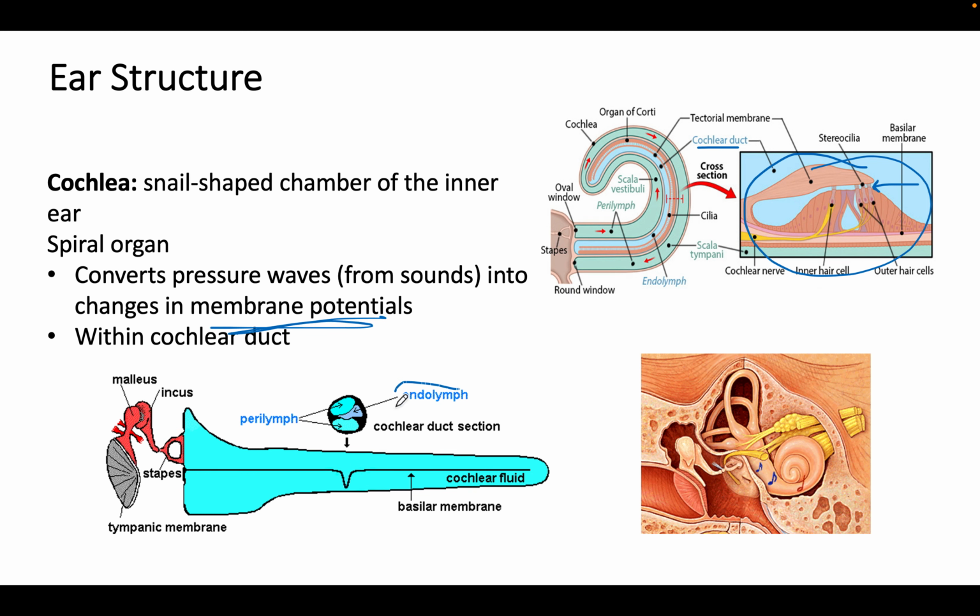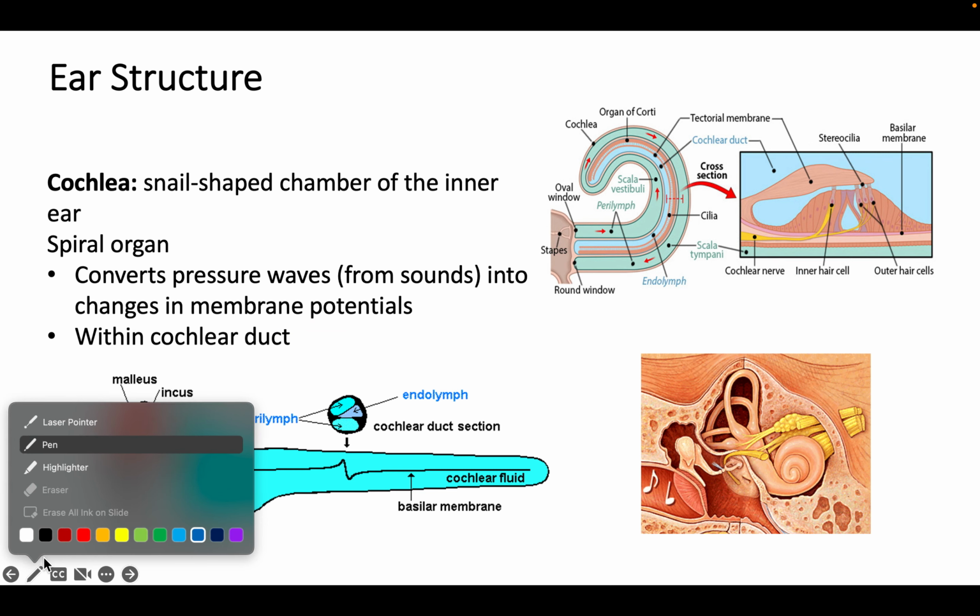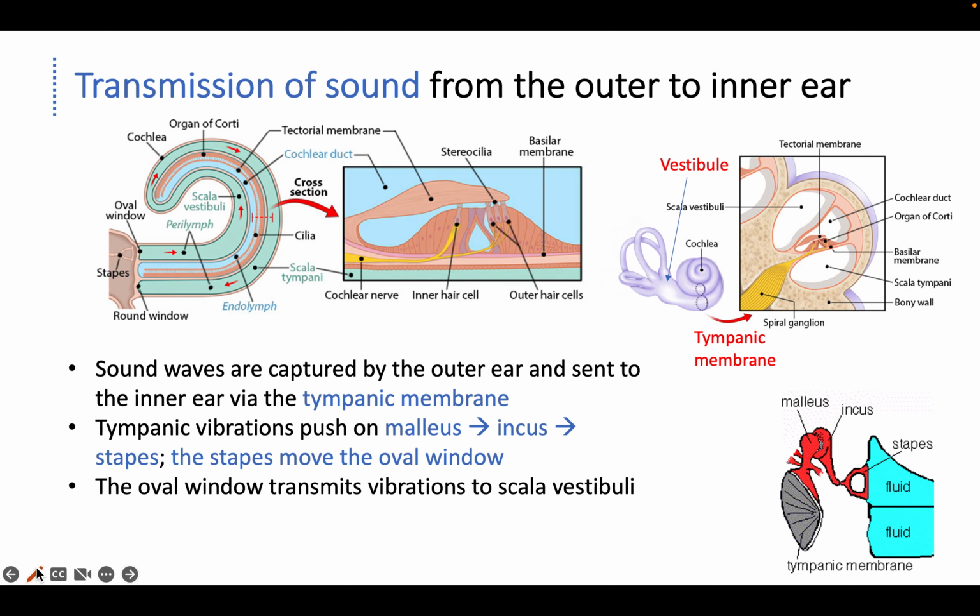So here's our endolymph, and here is the deflection of this membrane that we'll discuss in just a brief moment. If we trace this movement of sound waves again, we go from the external environment, hit the tympanic membrane, move the malleus, incus, and stapes. The stapes pushes on the oval window. Now we're in the inner ear.